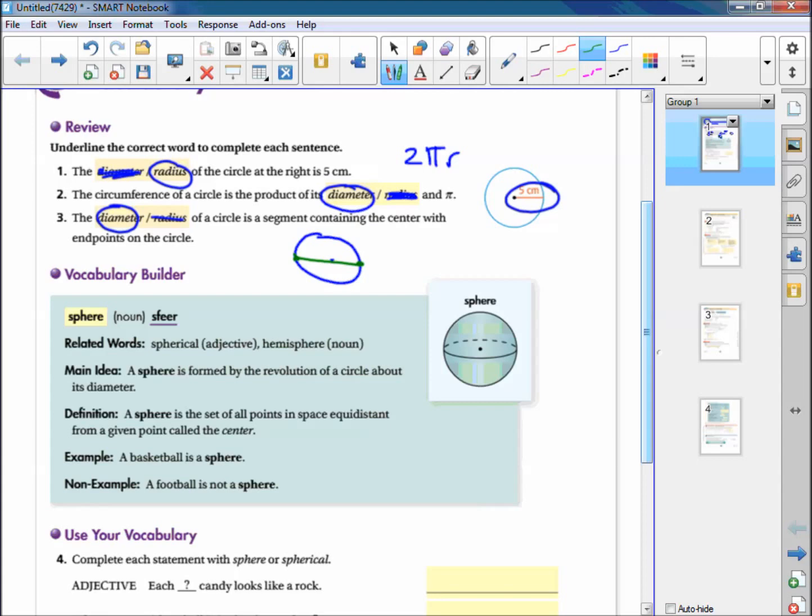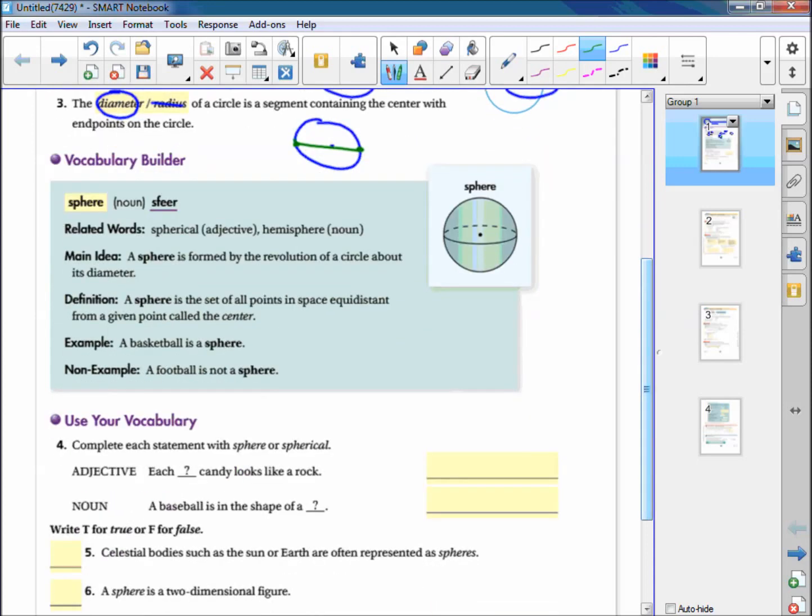All right, a sphere. This is a sphere here, just a ball. Okay. Related words are spherical. That's the adjective that explains something as being ball shaped. Or hemisphere, which is half of a sphere. So think of a ball cut in half. Okay. A sphere is formed by the revolution of a circle about its diameter. So if you took a circle and you just spun it around and around the diameter, you get a sphere.